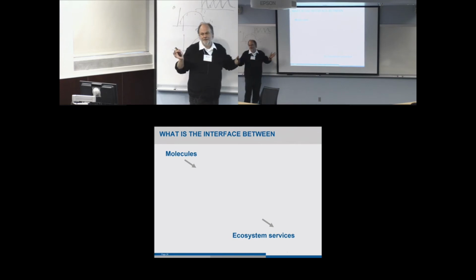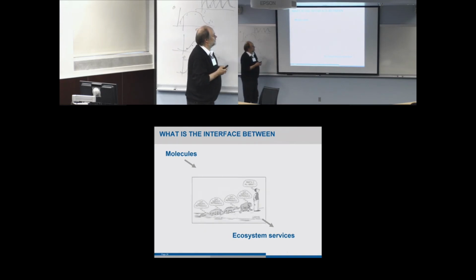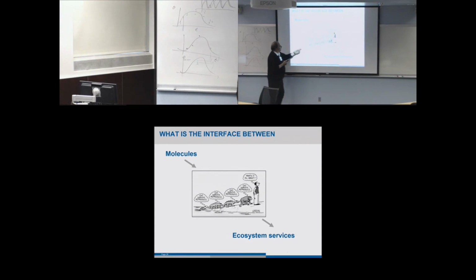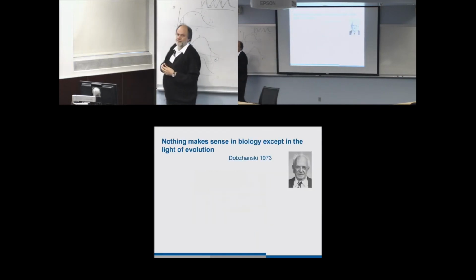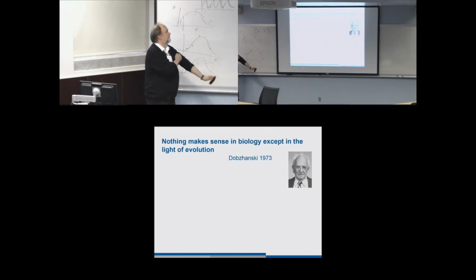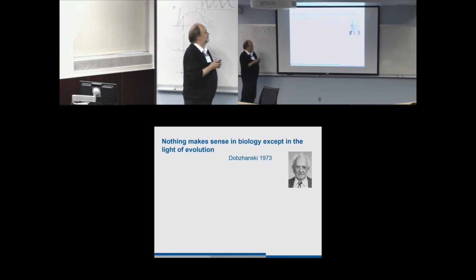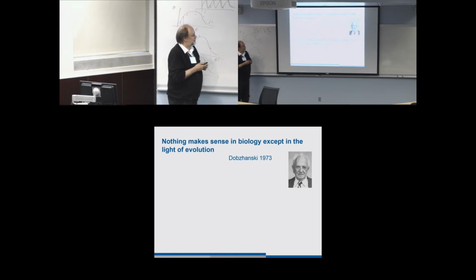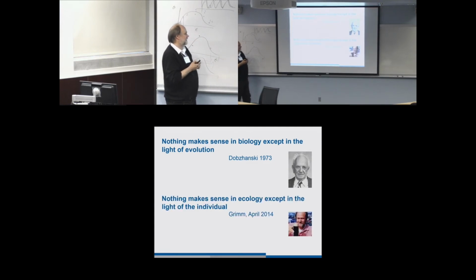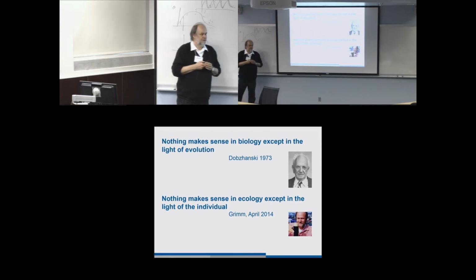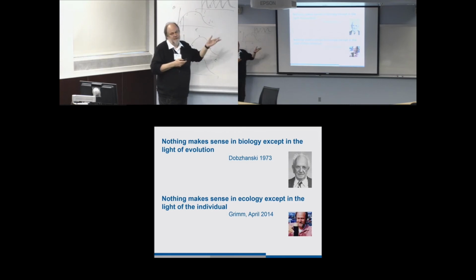And I think the answer is obvious by now. It is the individuals, because they follow the same program, except that guy here: eat, survive, reproduce. So evolution is really the guiding principle here. Nothing makes sense in biology except in the light of evolution, a famous quote by Dobzhansky. And a less famous quote by Grimm is: nothing makes sense in ecology except in the light of the individual, which is essentially saying the same, but in other words. So this is what I called, it's the individual, stupid.